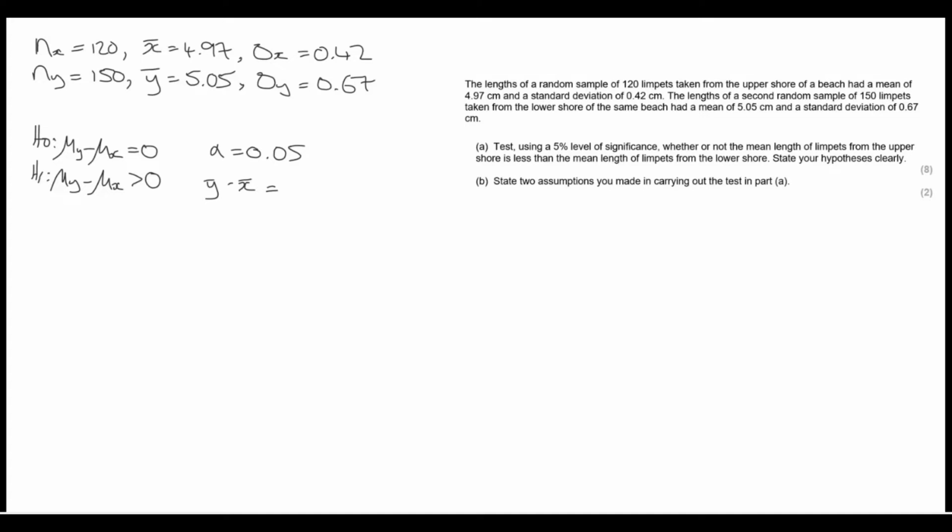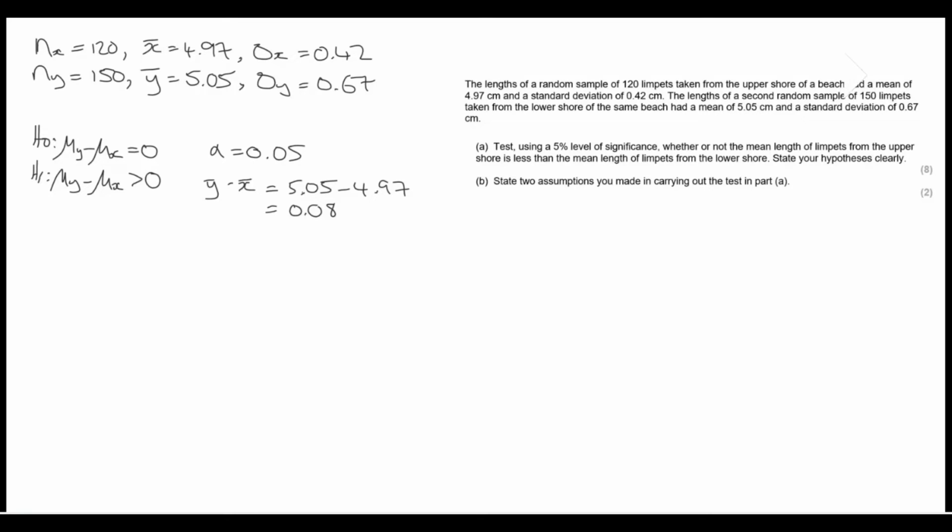And we get 5.05 minus 4.97. It's 0.08. So it's a positive value. Is it positive enough? Is it convincing enough for us to reject the null hypothesis? Let's get a distribution for the difference of these means.